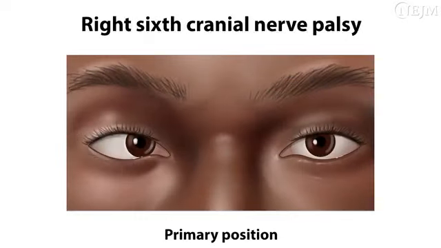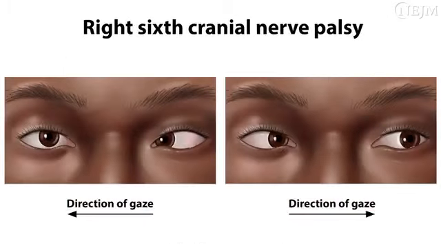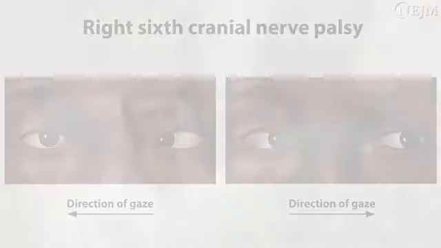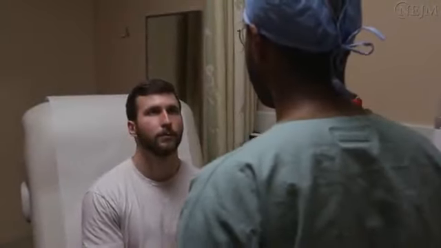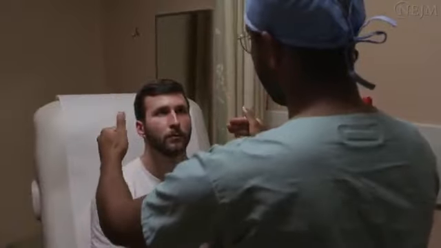In patients with a sixth cranial nerve palsy, the affected eye is fixed medially, and it cannot be abducted. To test the function of these nerves, begin by performing a gross examination of the eyes and eyelids to look for any asymmetry or involuntary movements.